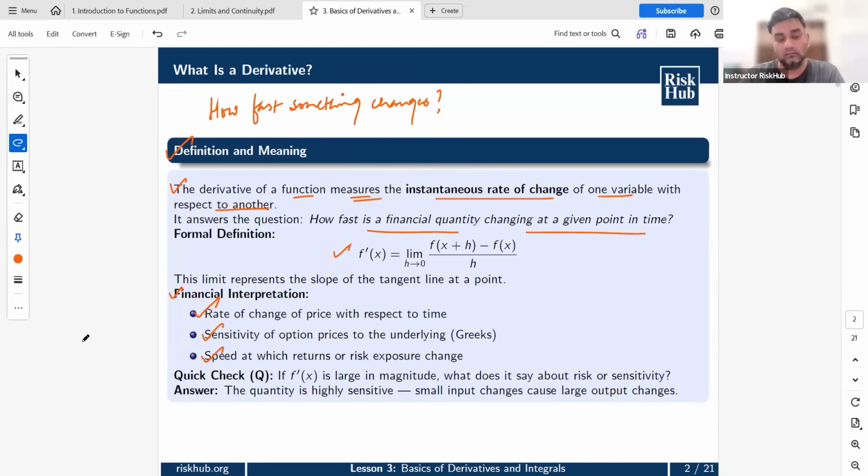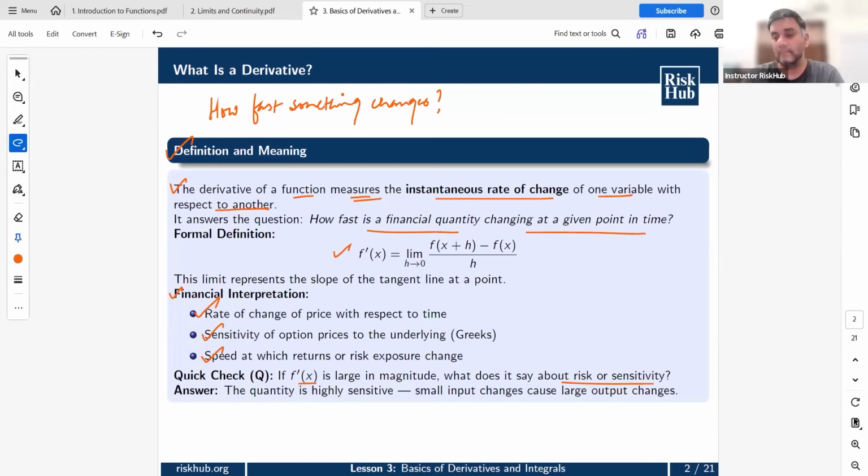A quick check: if the derivative is large in magnitude, a small input change will lead to a large output change. This means the system is very sensitive. If f'(x) is large in magnitude, what does it say about risk and sensitivity? A small input change leads to a large output change, so the system is highly sensitive. This is exactly what traders call high risk exposure.